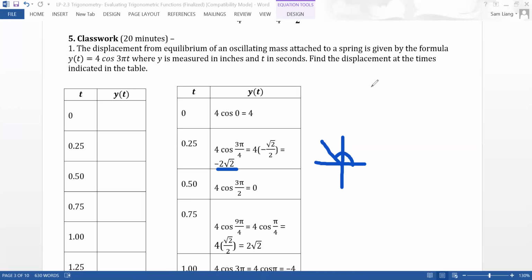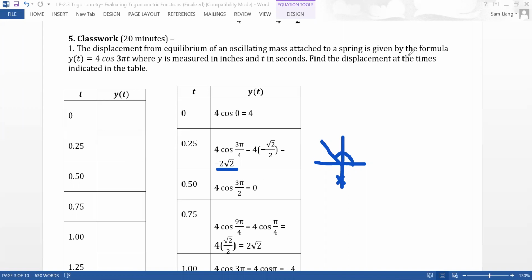All right, next we have 0.5, which is 1/2. So 4 cosine 3 pi times 1/2, that would be 3 pi over 2. Cosine 3 pi over 2 is 0, so cosine of 270 degrees, that's right over here. So that's 4 times 0, which is 0.